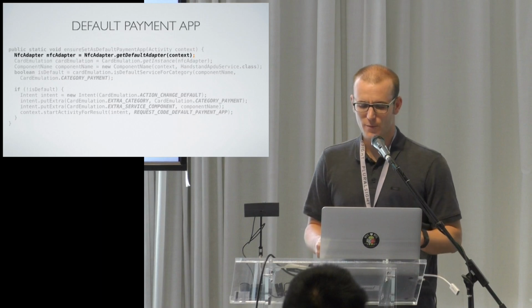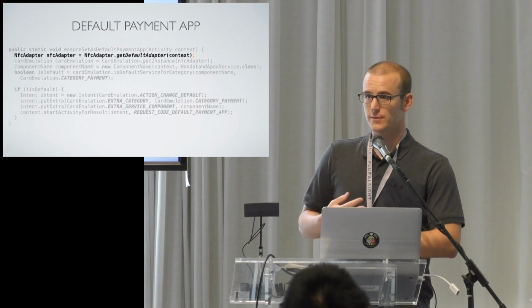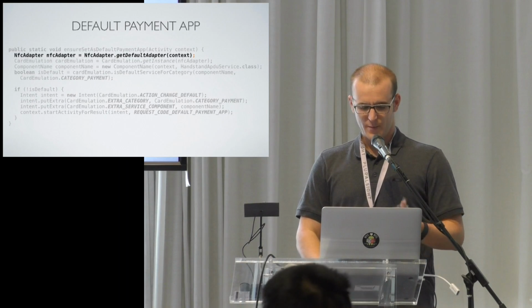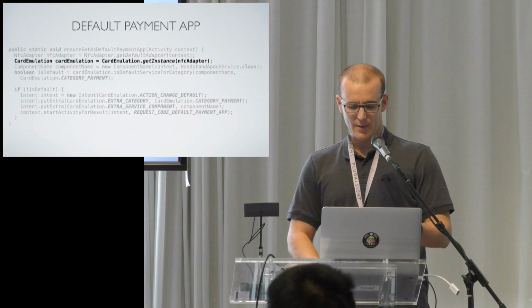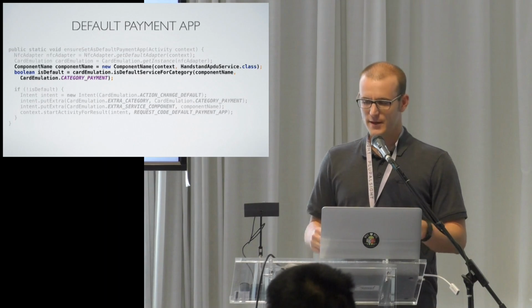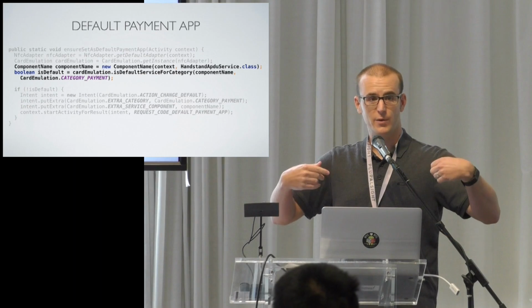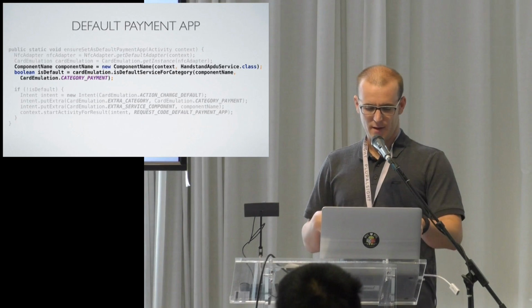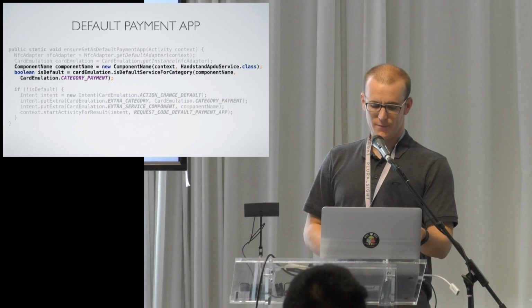So to ask for a default payment app, this is basically saying, am I the default payment app? And if not, let's prompt the user so that they can be the default. I'm going to grab the NFC adapter using that context I have, grab card emulation services, and then construct a component name, which is pretty much just saying this is my APDU service that I want to use to make payments.